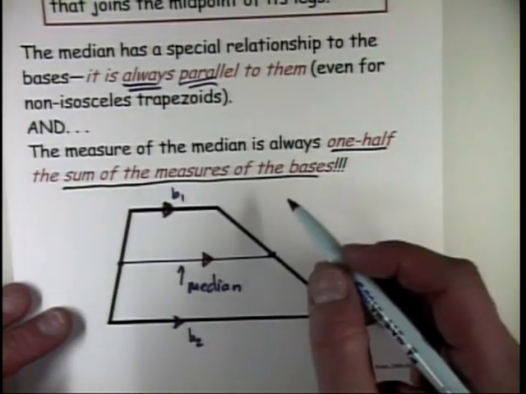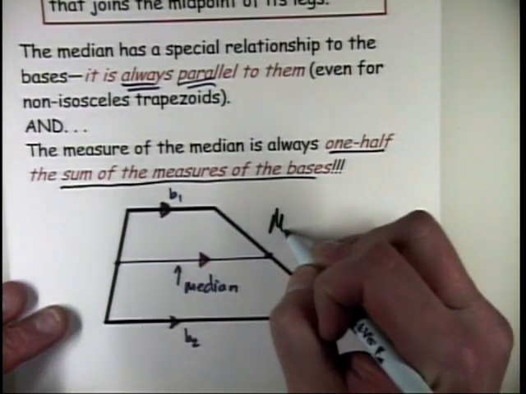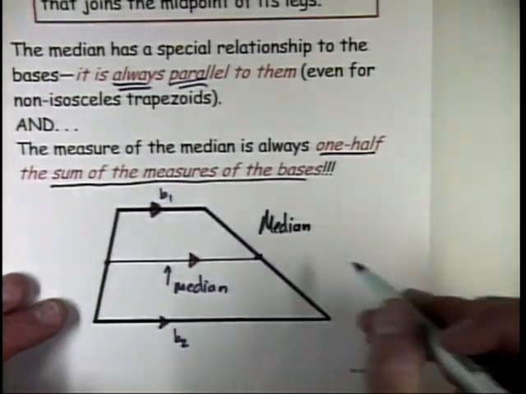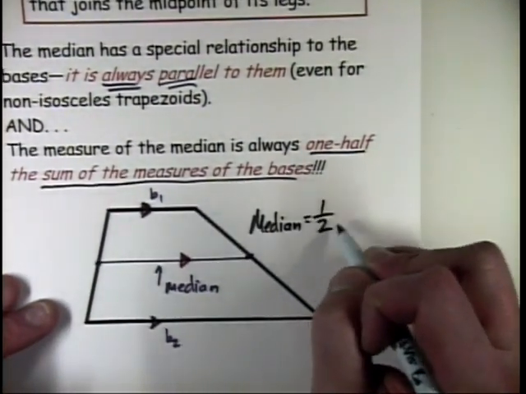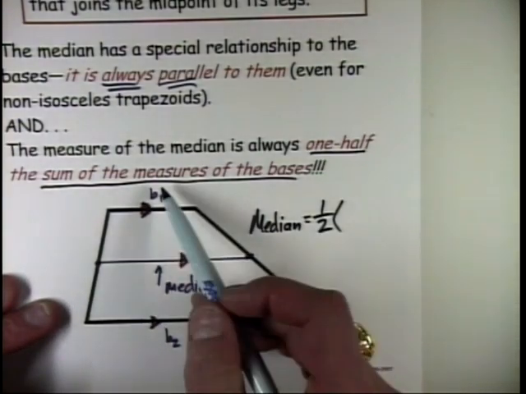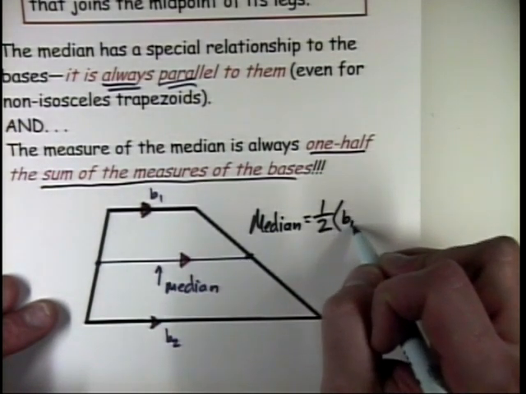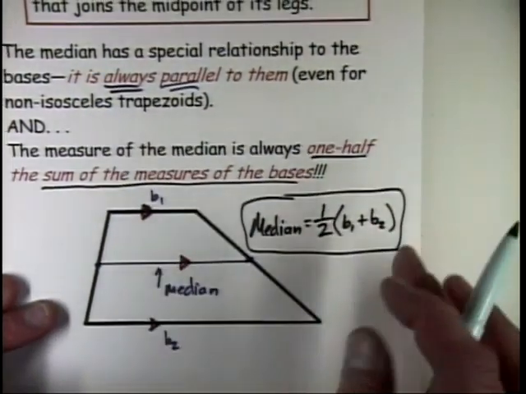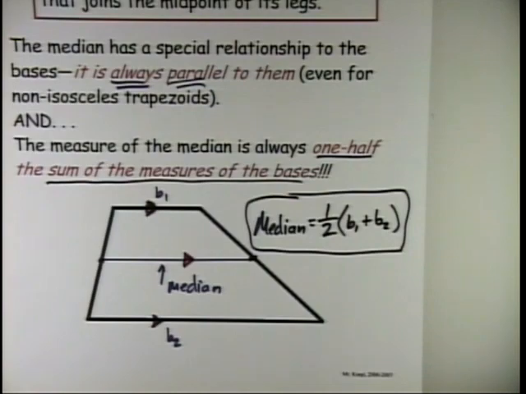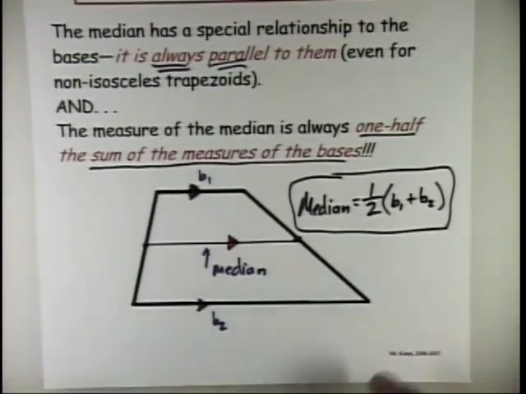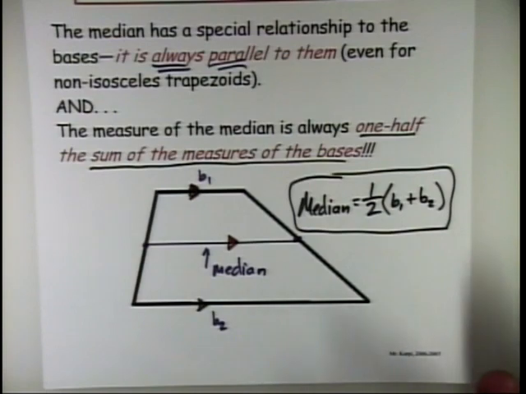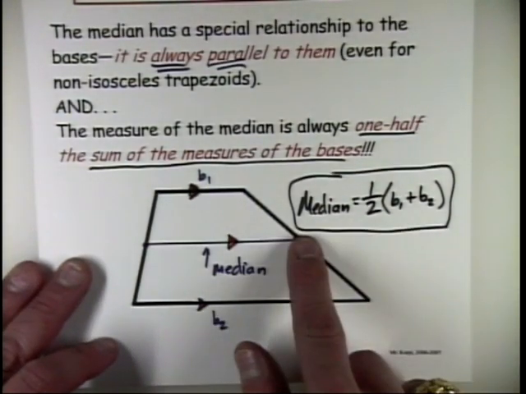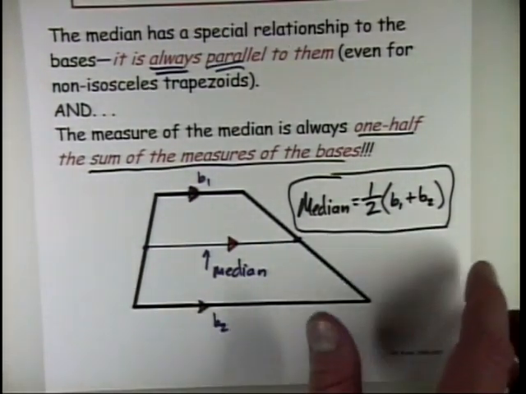Pretty cool. So here's what we can say. The median, the length of the median, or the measure of the median, is always going to be 1/2 the sum of the two bases. And I'm calling it B sub 1 and B sub 2. So B sub 1 plus B sub 2. That's always going to be true. And notice that doesn't have to be for an isosceles trapezoid. That's for any trapezoid. So you'll have a lot of problems in class where you're given the lengths of 2 of the 3, and you have to find the third, the missing one. And that's not a big ordeal if you remember this formula. The median is half the length of the sum of the two bases.